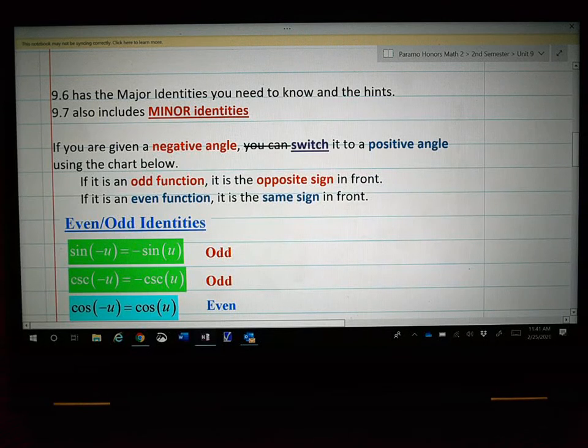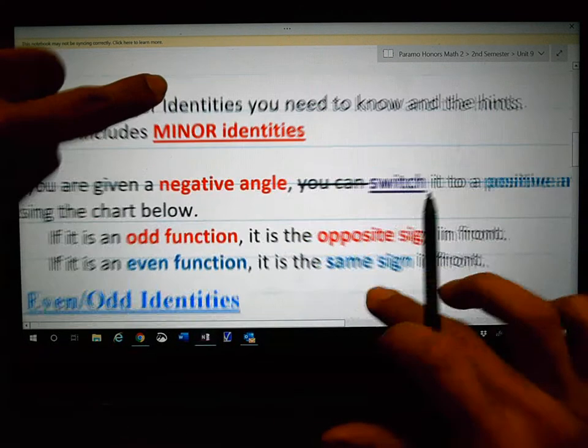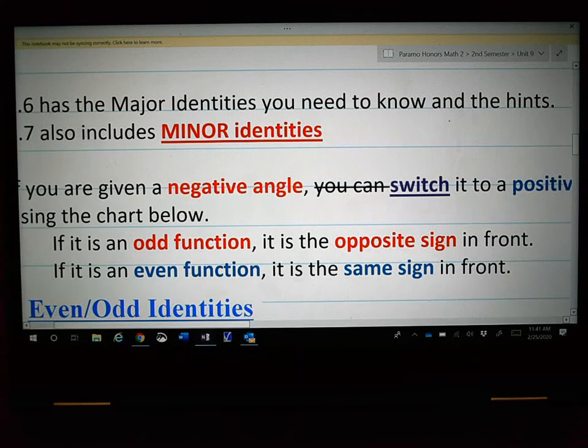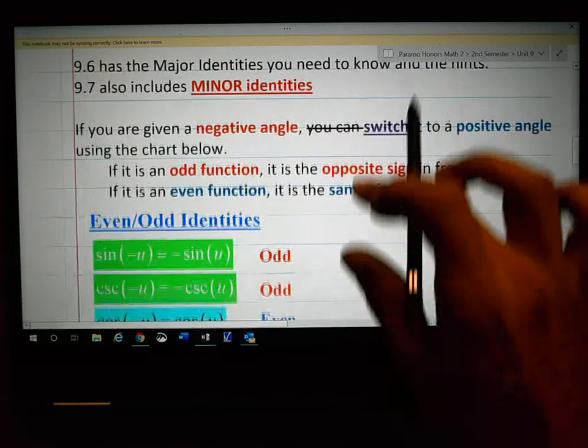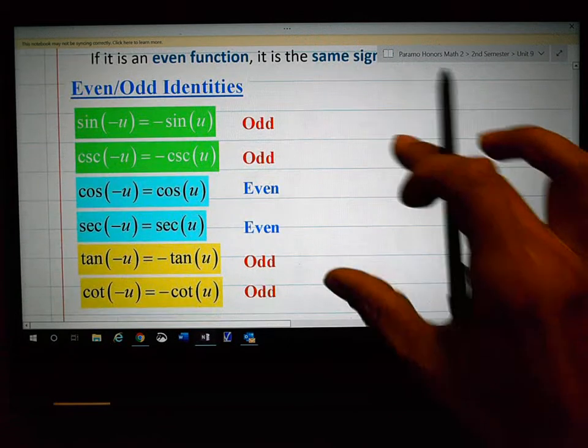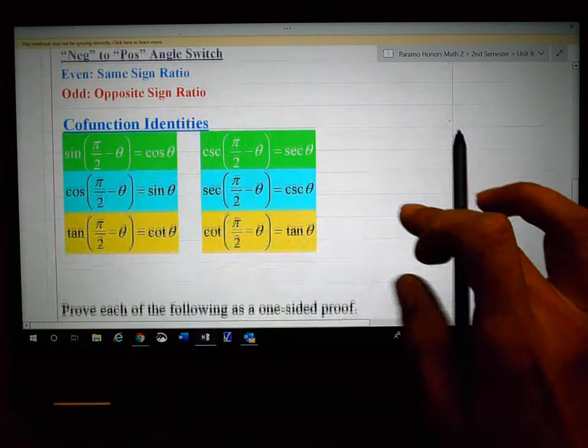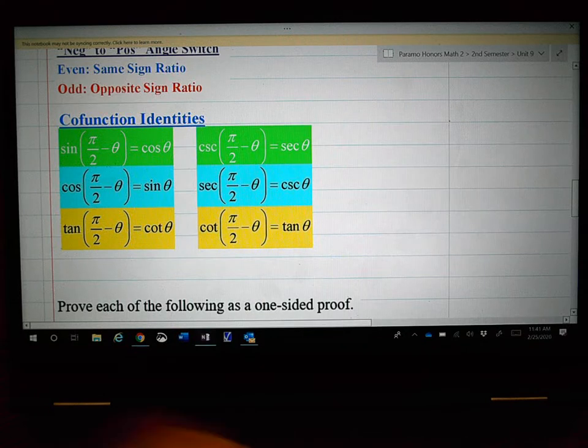The main idea is the one-sided proofs, but there are also other ways you can simplify using something I would call the minor identities. Most of the questions that you have on the test will come from Section 6. But there's a few that will come from these minor identities. They are called even and odd identities. And the other one, cofunction identities. Those are your minor ones. These are the ones that we rarely use, but there'll be a couple, just not a lot.